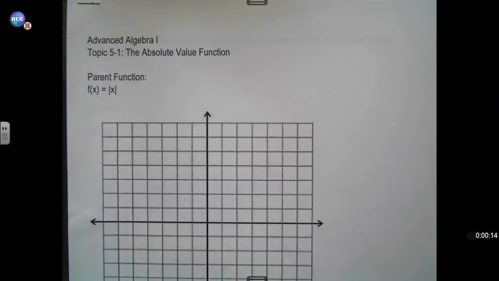A video for Advanced Algebra 1. We are progressing into topic 5, section 1, and it starts out with the absolute value function.